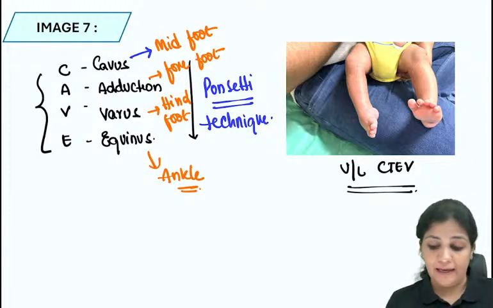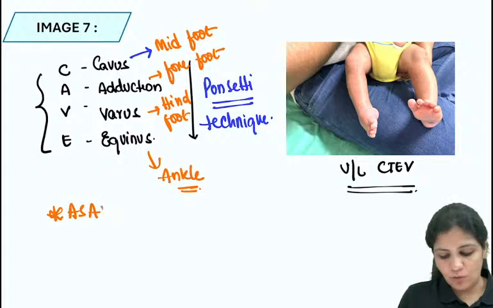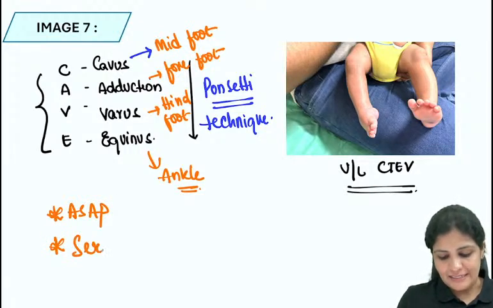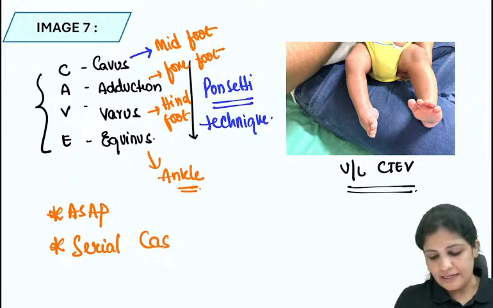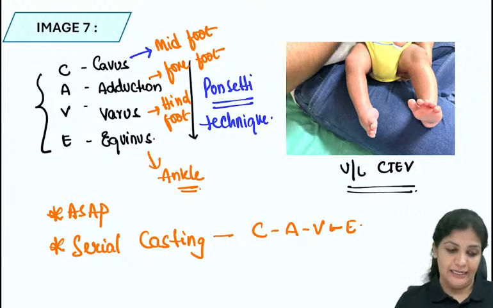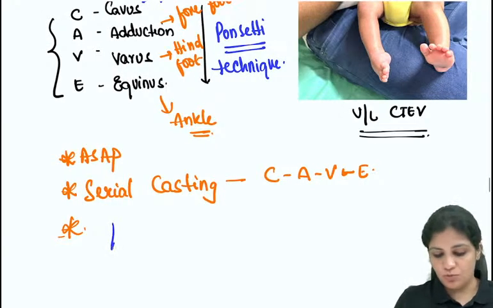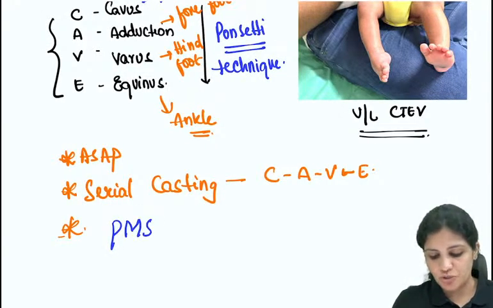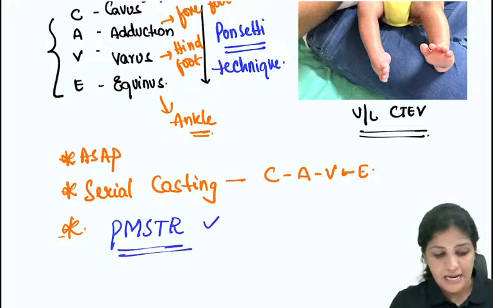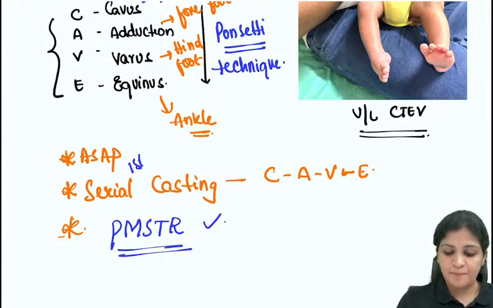So this is cavus, and the treatment should start as soon as possible, even on day 1, right? And what is the treatment? Serial casting. How do you correct? The order of correction is given by the Ponseti technique, right? And if it is not corrected, what is the treatment? Yes, you go for posterior medial soft tissue release, called PMSTR. That is soft tissue release. The first option is serial casting.